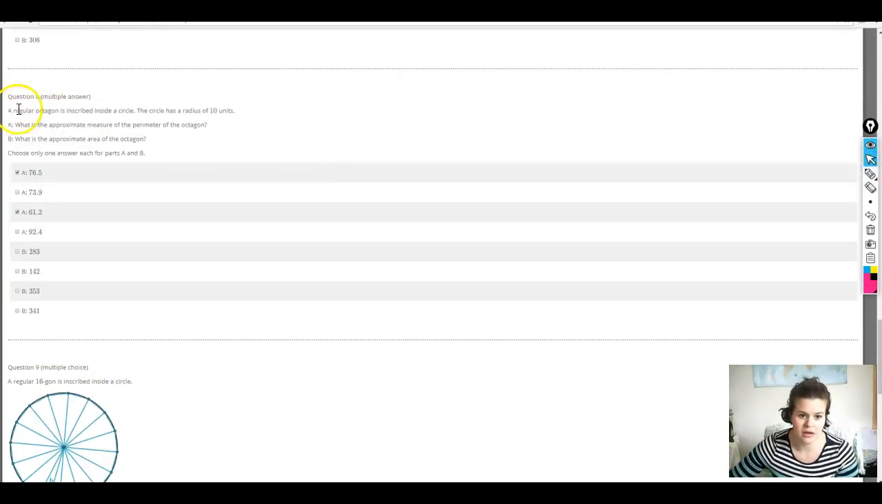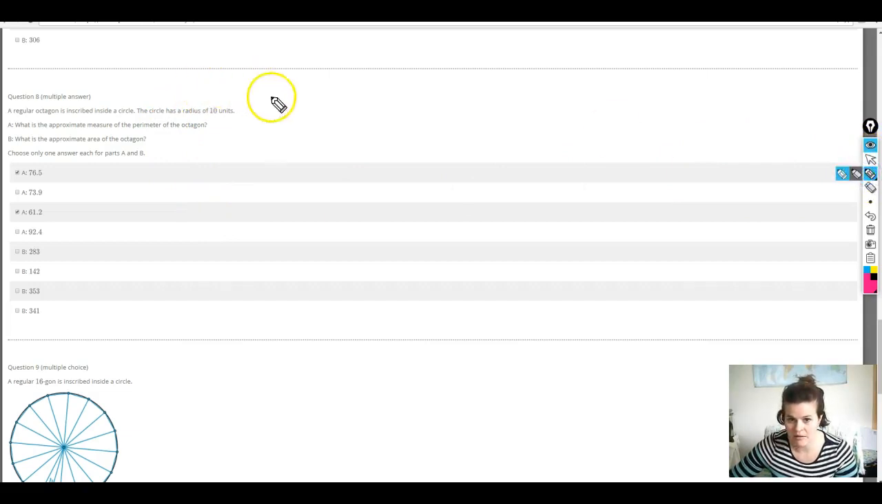Okay, question 8. A regular octagon is inscribed inside a circle. The circle has a radius of 10 units. What is the approximate measure of the perimeter of the octagon, and what is the approximate area of the octagon?